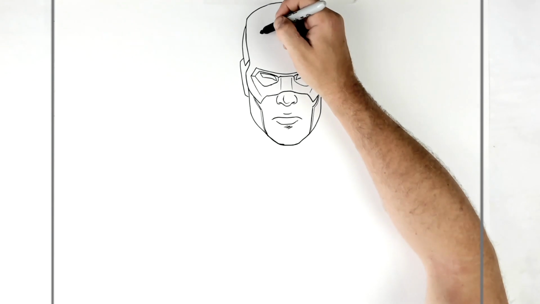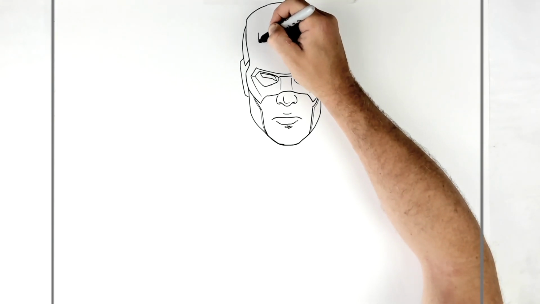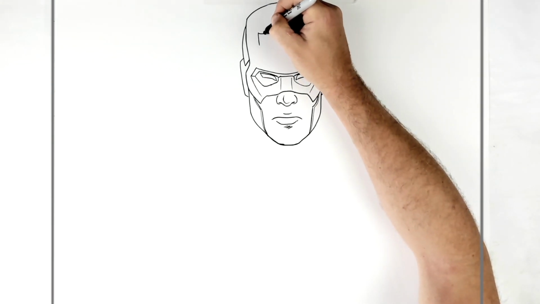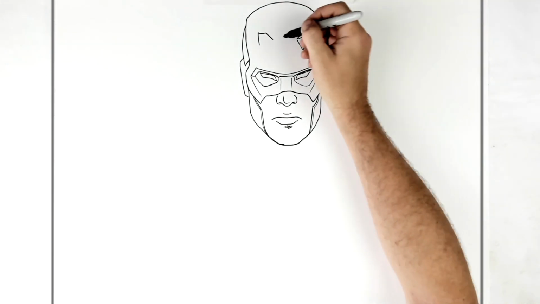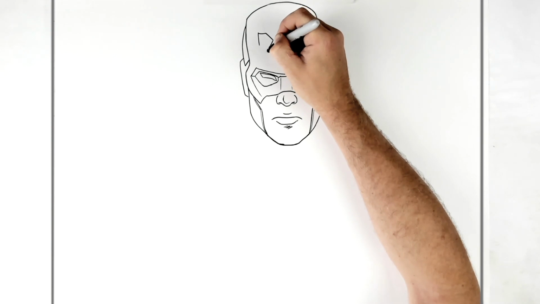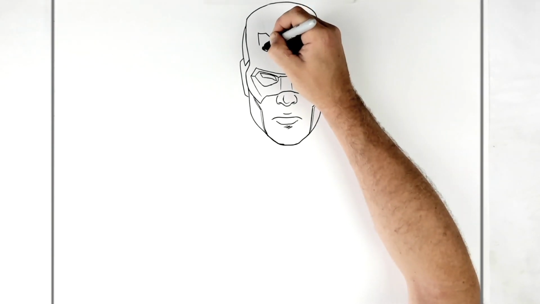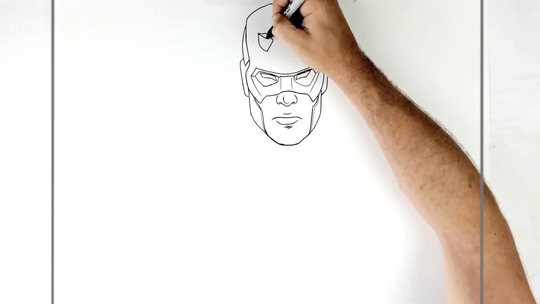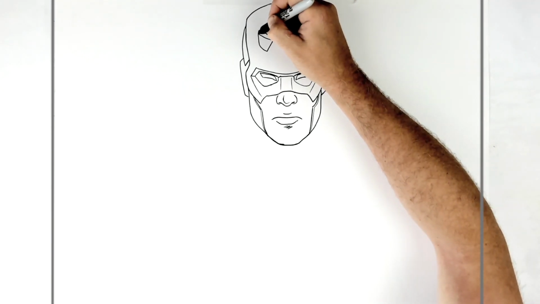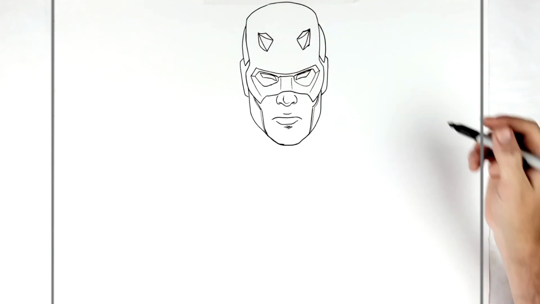Then this side, same thing again. So we got the pointy part here. And then it comes out, changing direction down to there, and then change direction up to here. And then to make them look 3D, we just do these curved lines coming out like that.